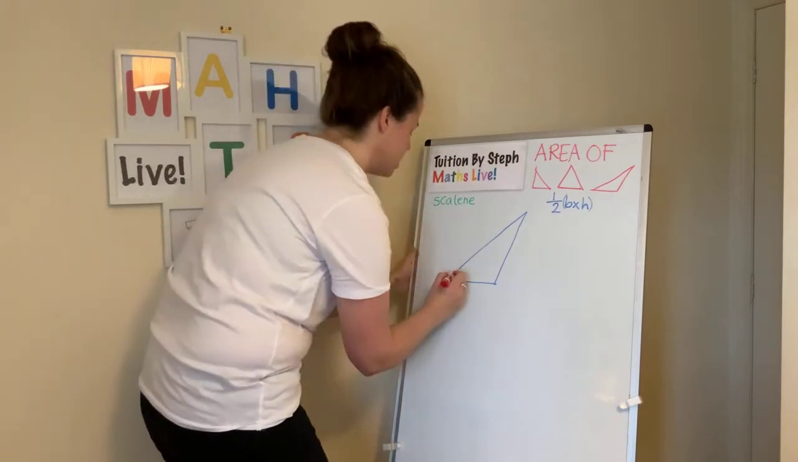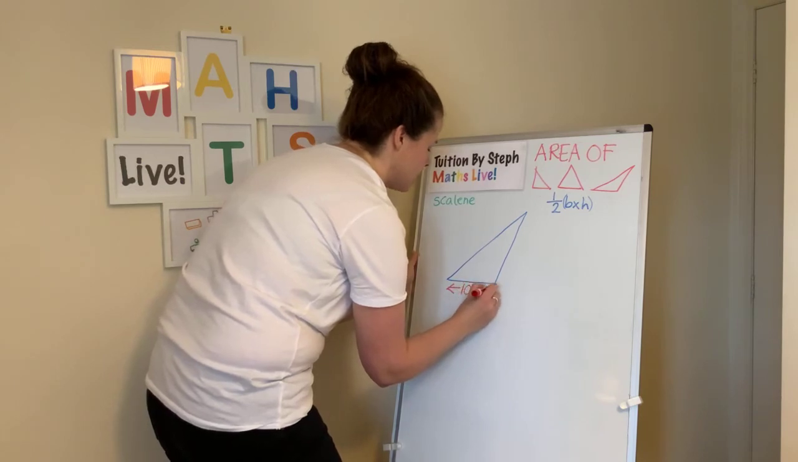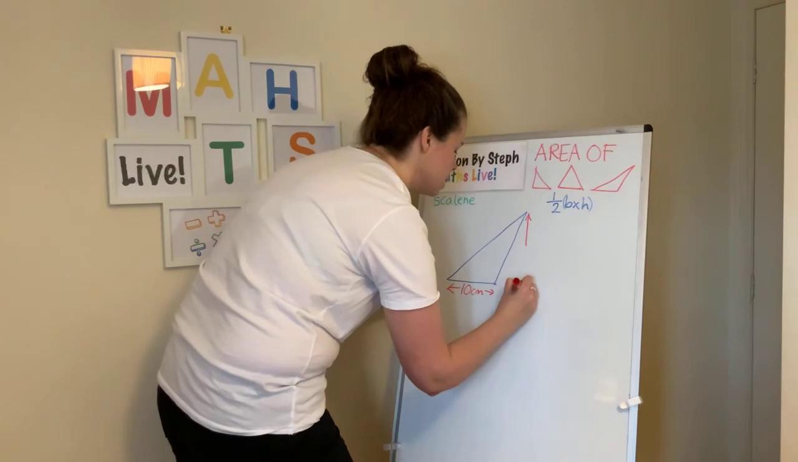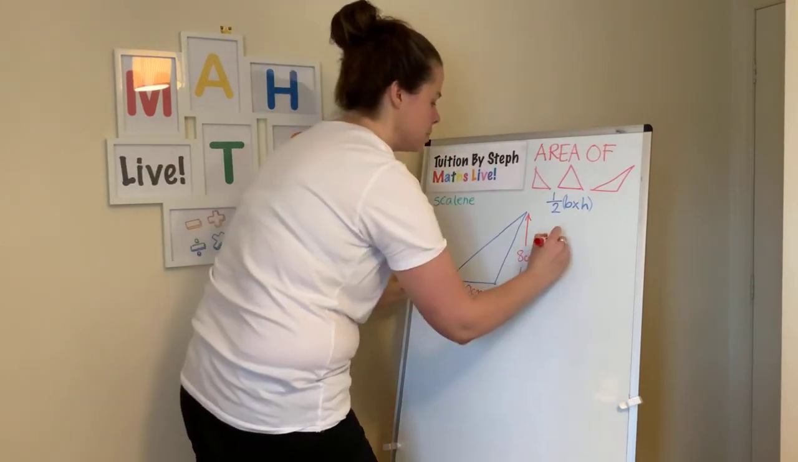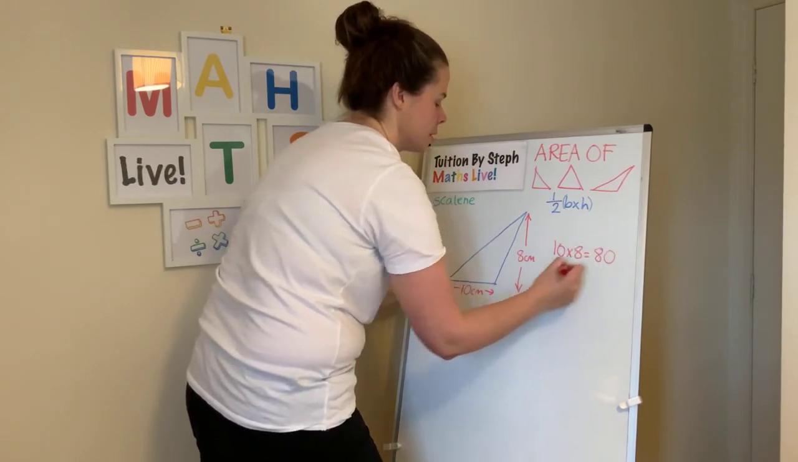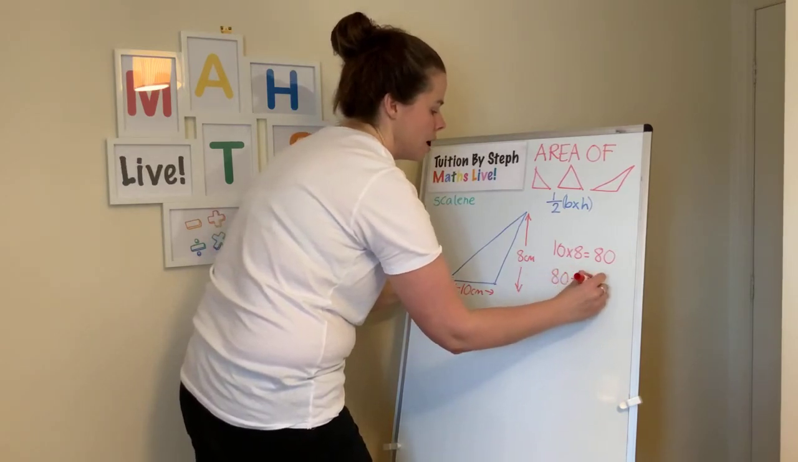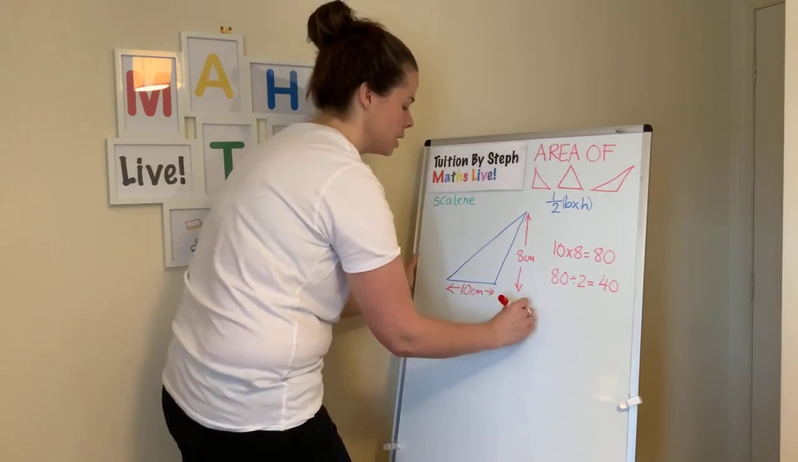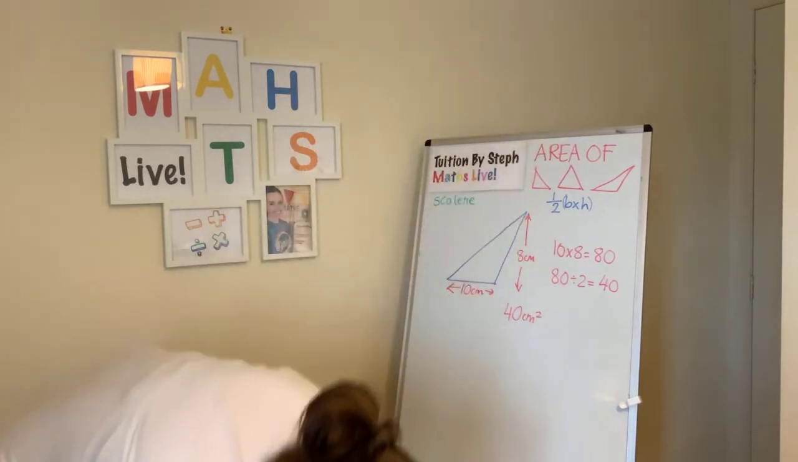Right, let's say that this is 10 centimetres, and the perpendicular height up to down like that is 8 centimetres. So we do 10 times 8, which is 80, and then we halve our answer, so 80 divided by 2 is 40. So the area of this scalene triangle is 40 centimetres squared. Right, I think it's your turn.